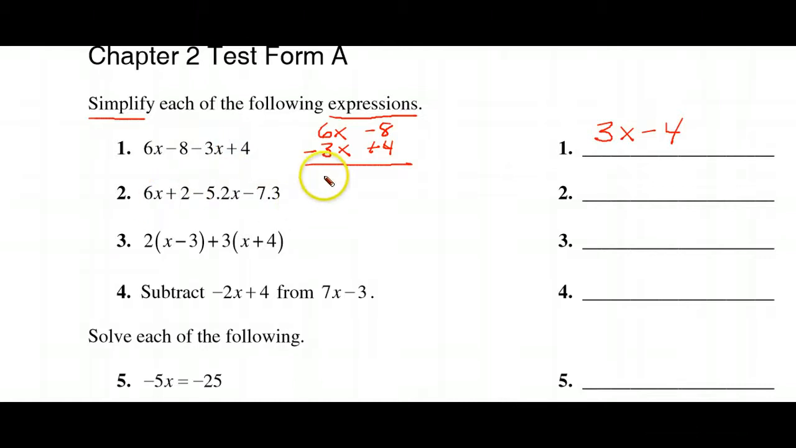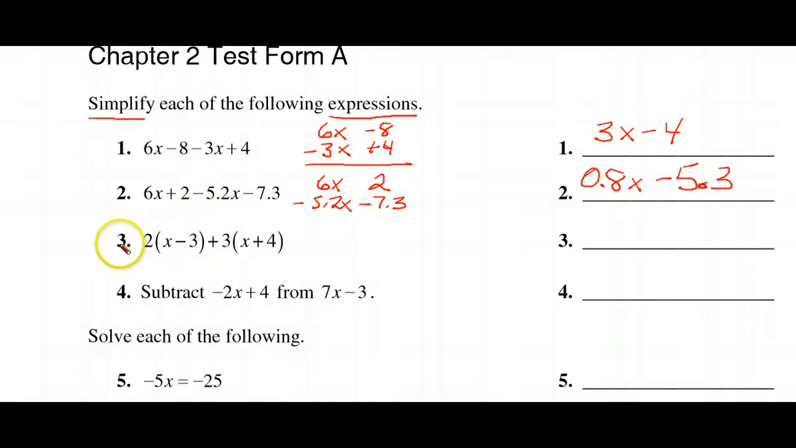Now for this one, you have a 6x and a negative 5.2x, and you have a 2 and a negative 7.3. So this is going to be a 0.8x, and we're going to subtract a 2 from a 7, and we get a negative 5.3.